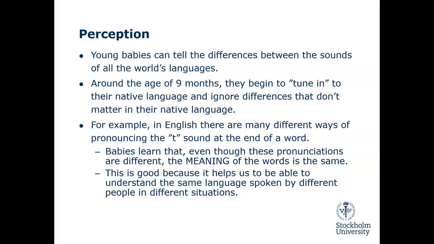Did you know that young babies can tell the differences between the sounds of all the world's languages? But around the age of 9 months, they begin to tune in to their native language and ignore differences that don't matter in their native language. For example, in English, there are many different ways of pronouncing the t sound at the end of a word. I'm going to say the word cat in 3 different ways.